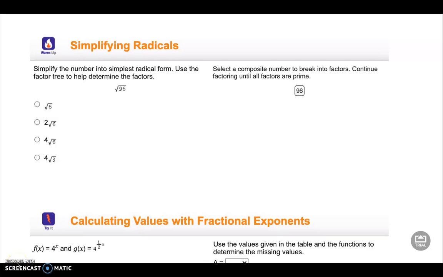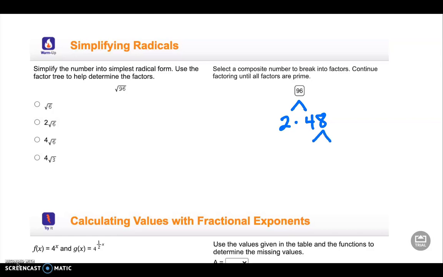So today we're going to be looking at simplifying radicals and exponential expressions with radical bases. Just as a review, when we're getting something into its simplest radical form, we're going to use the prime factorization. So over here we're just going to prime factor our 96. I usually start out with 2 times something if I know it's an even number, because I know those are easier. So 2 times 48.